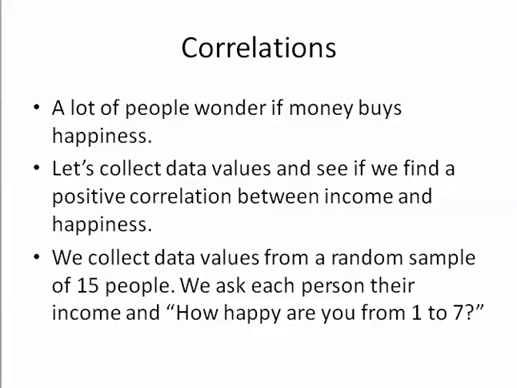I just wanted to look at a couple more scenarios with you just to show you how a scatterplot can show you a correlation. So this first scenario is a scenario I just made up. Let's imagine that we're collecting a data set to look at the correlation between income and happiness. We collect data from a random sample of 15 people, and we ask each person, how happy are you from 1 to 7, and what is your income?